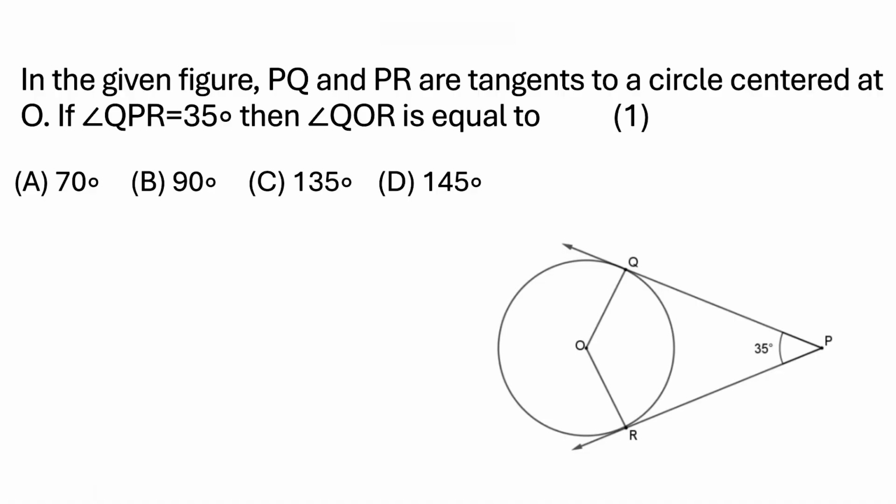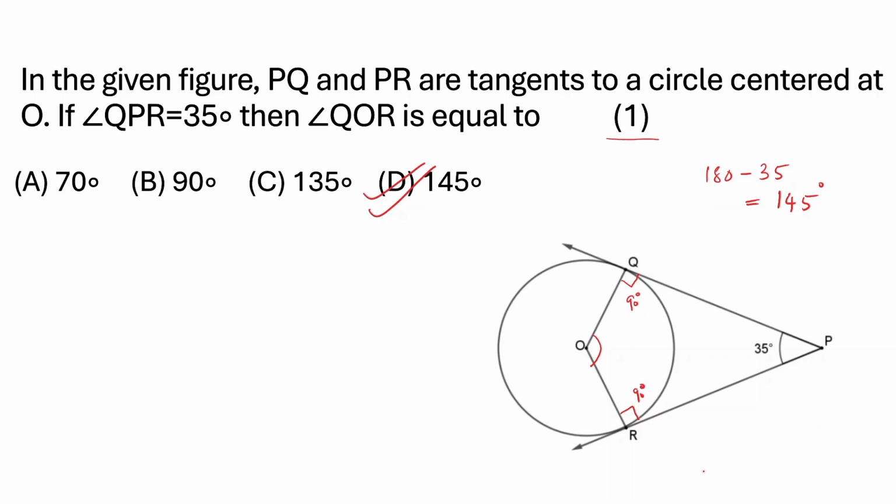In the given figure, PQ and PR are tangents to a circle centered at O. If angle QPR equals 35 degrees, then angle QOR is equal to? We should find this angle. So you know it's a quadrilateral and the radius to the tangent angle is 90 degrees. Obviously, the remaining angle will be 180 minus 35, that is 145 degrees. So option D is the correct answer.